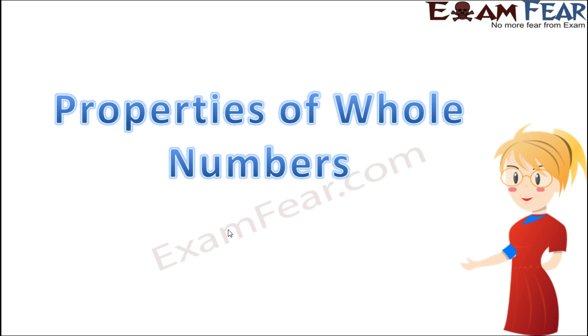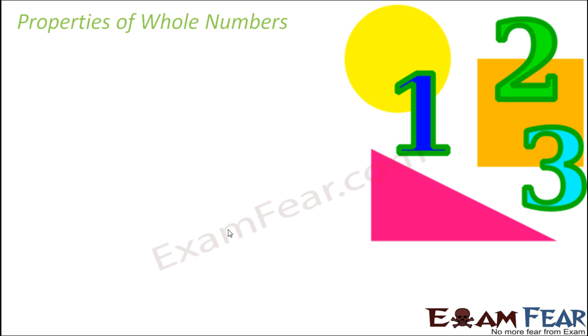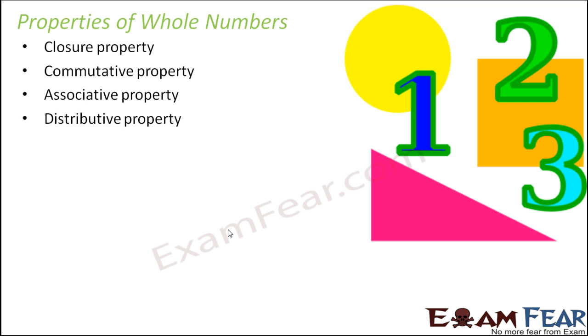We will now learn about properties of whole numbers. The main properties that we would discuss are closure, commutative, associative and distributive. These are the four important properties of all whole numbers.